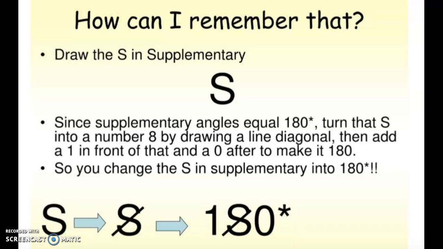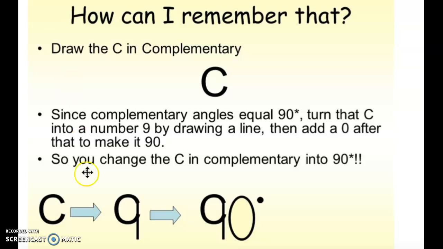Another one is this. For supplementary, we draw the S in supplementary, and since supplementary angles are equal to 180, turn that S into an 8, and then add the 1 and the 0. That S becomes 180, if you see it there. That's one way to remember supplementary, 180. Complementary, we can take that C and turn it into a 9, and then put that 0, 90 degrees. So that's another one. To complement is the right thing to do. Complementary angles work off of a right angle, so they're going to be two angles that equal 90.